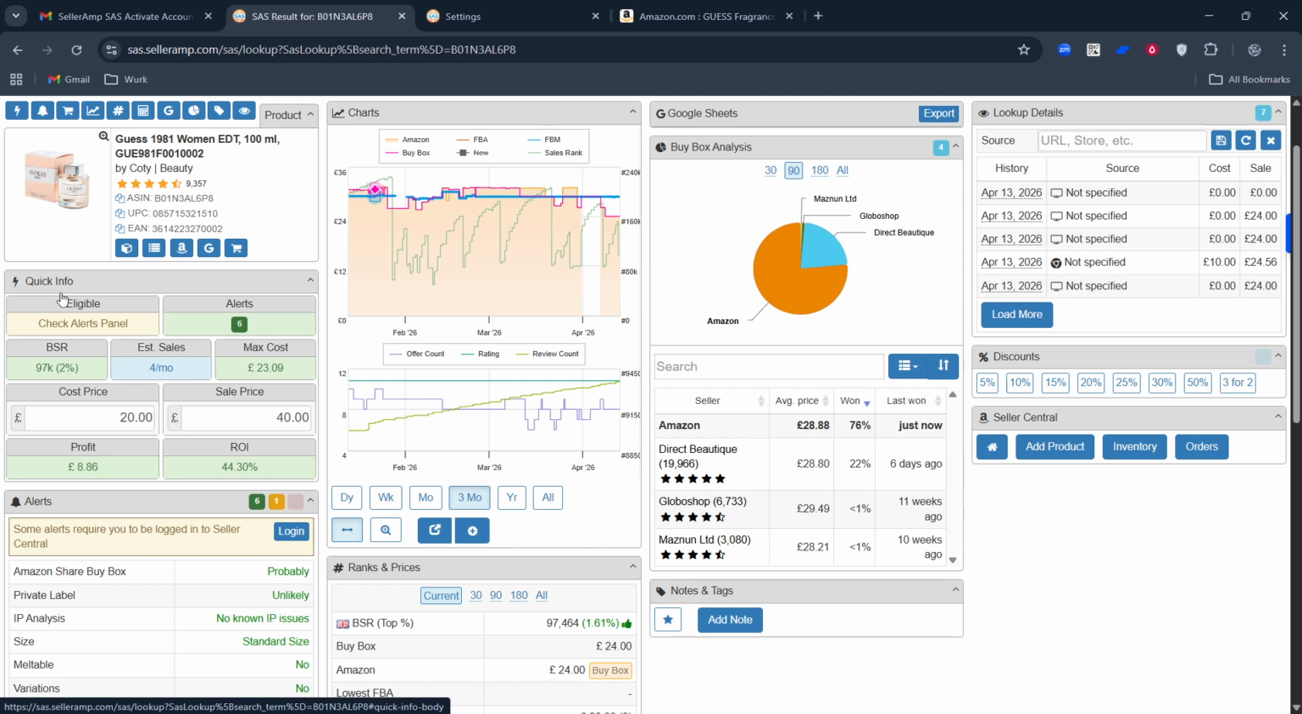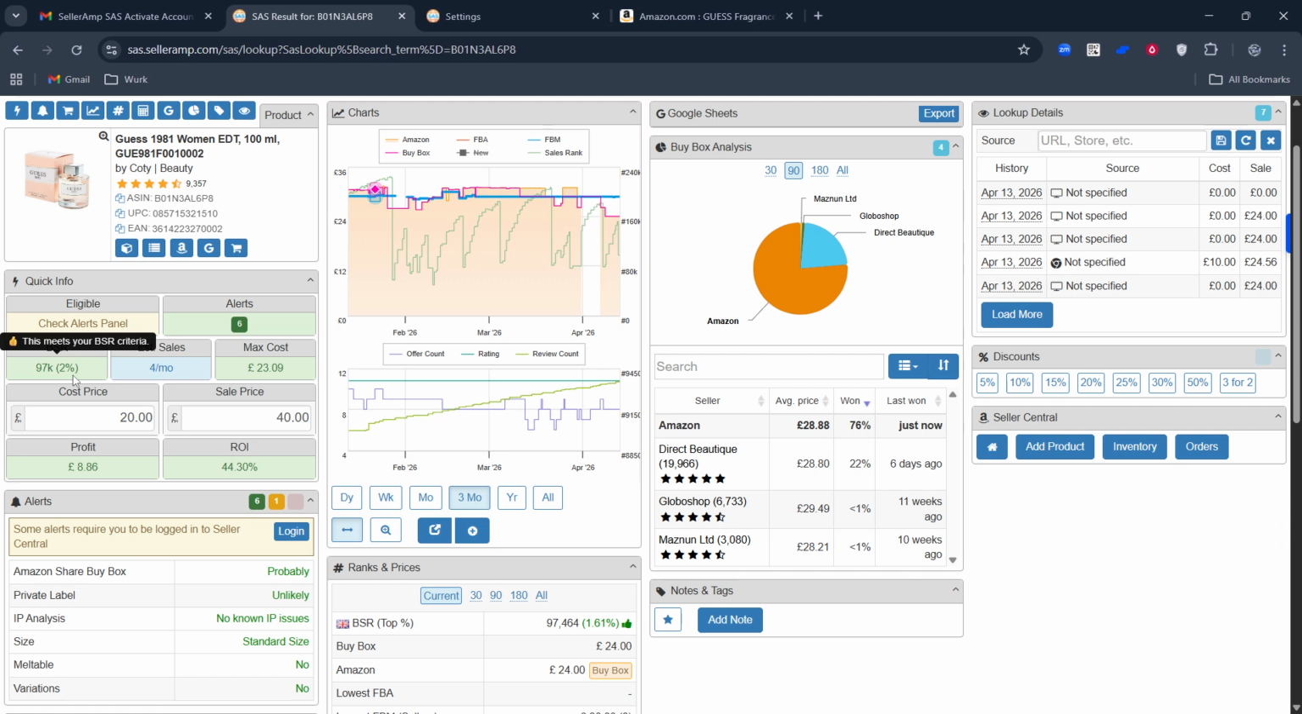It's important to understand where that estimate comes from. Selleramp uses the product's best sellers rank, or BSR, along with historical sales and ranking data to predict monthly demand. Because it's a model based on patterns, it isn't exact, but it's a reliable directional indicator. Keep in mind that BSR is category specific and can fluctuate with seasonality and promotions, so use this number as a guide rather than a promise.